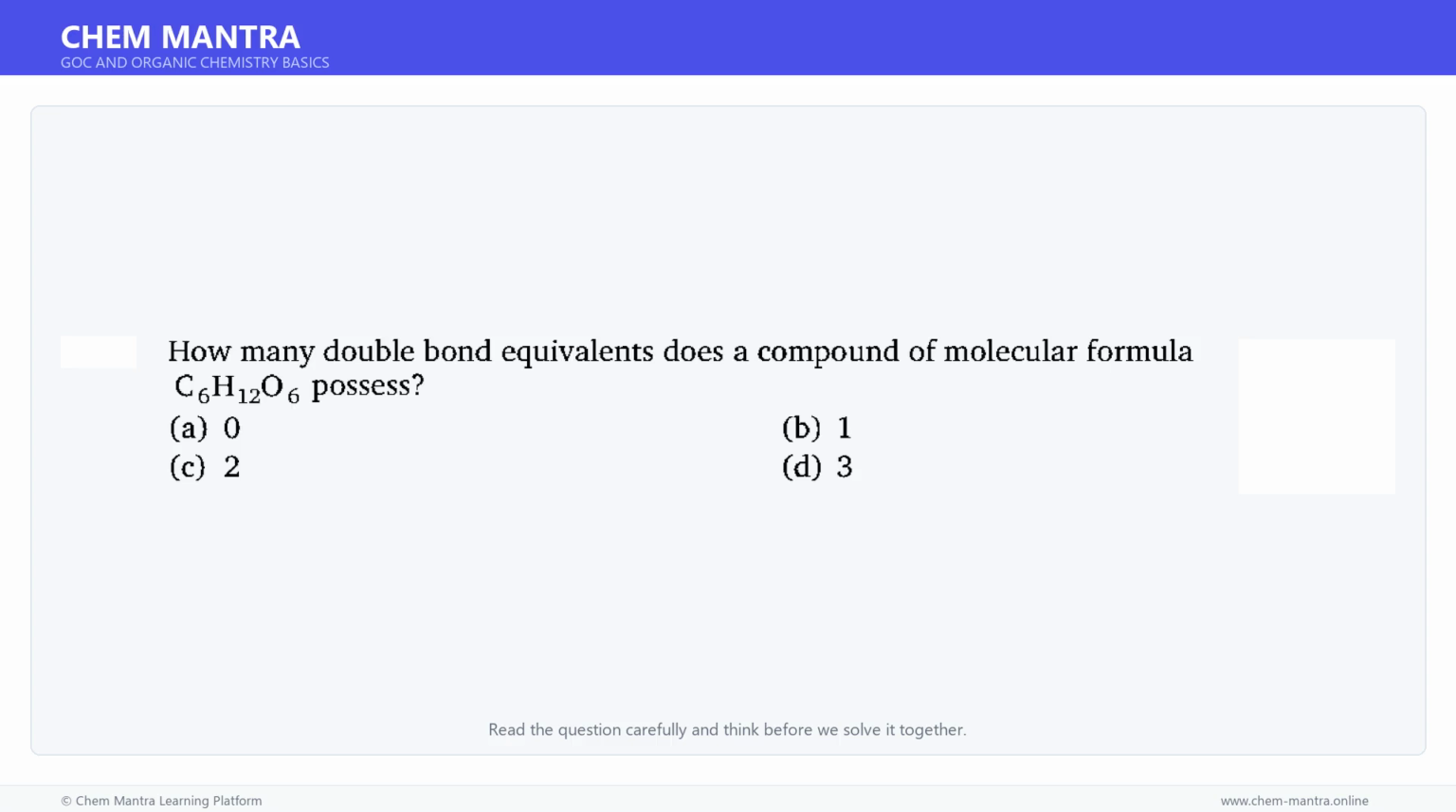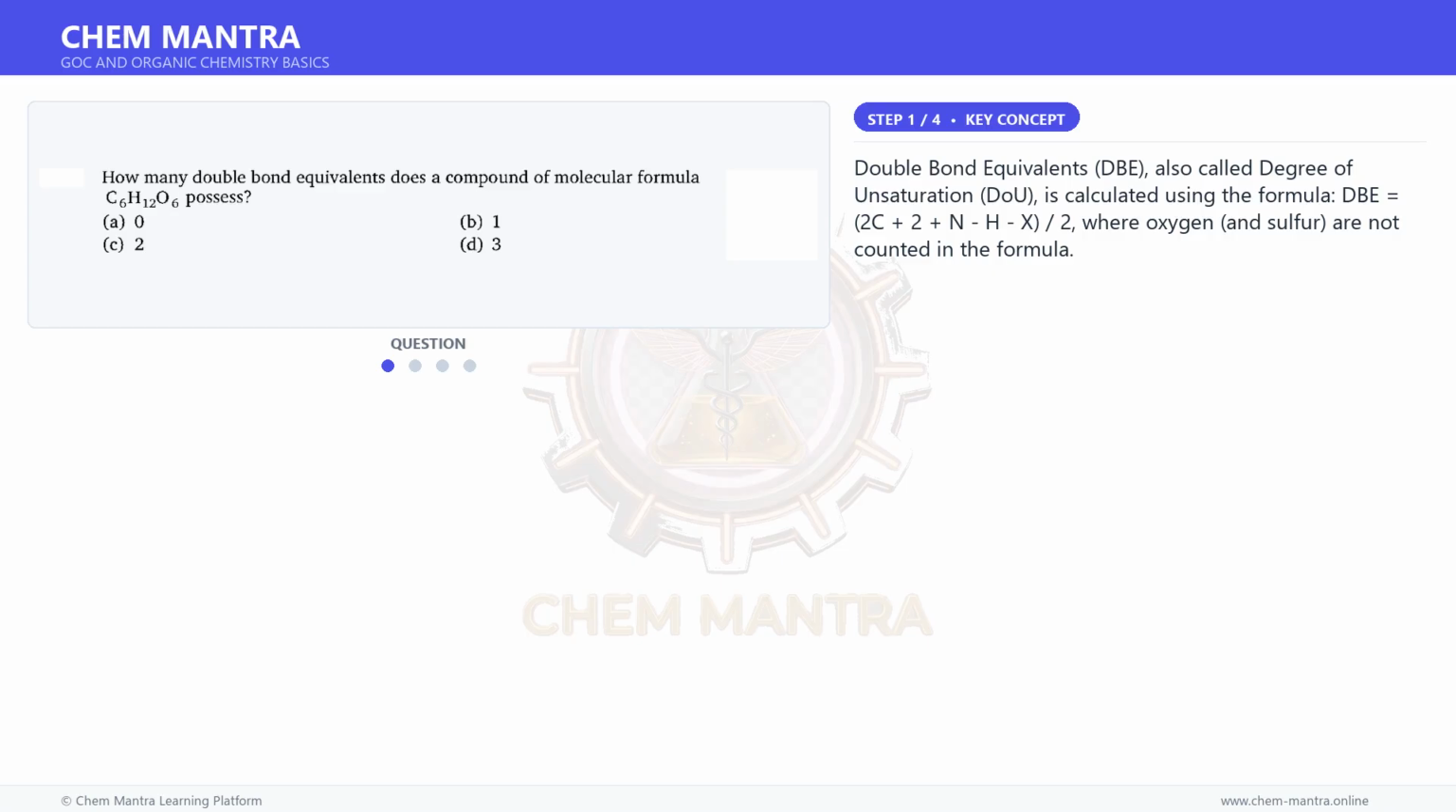Here is a question. Read it carefully and think about the answer. Let us solve it step by step. Let us first understand the key concept here. Double bond equivalence, DBE, also called degree of unsaturation, DU, is calculated using the formula DBE = C + 1 - H/2 - X/2 + N/2, where oxygen and sulfur are not counted in the formula.